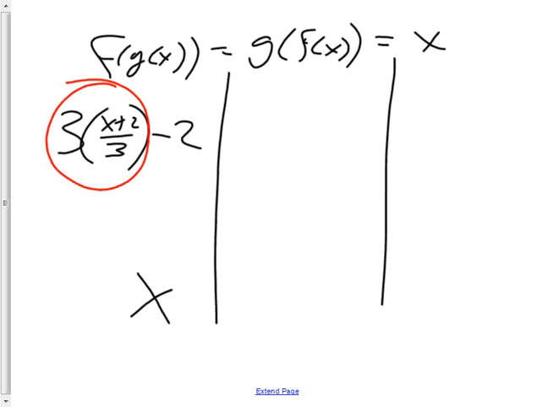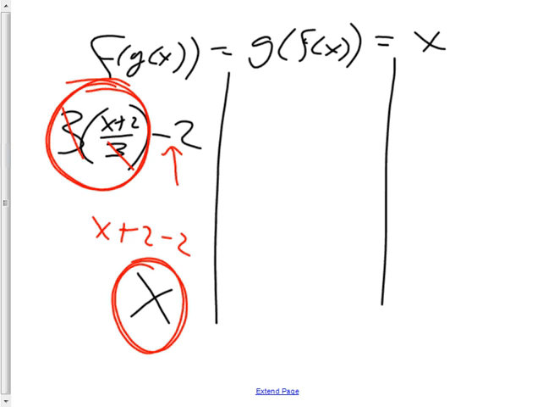That has to be first, because it's a multiply compared to that, which is a subtract, right? So that's why this has to be first, and that's why the 3's will cancel first. And then I'll have x plus 2 minus 2. And then my plus 2 and minus 2 can cancel, and then I'll have x.